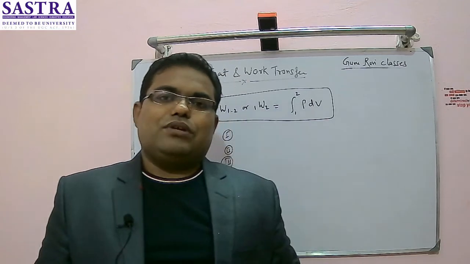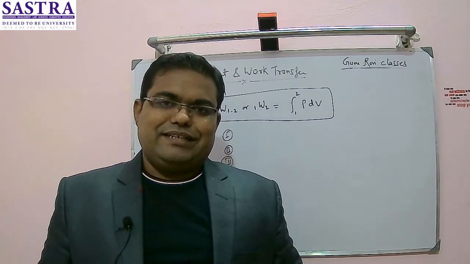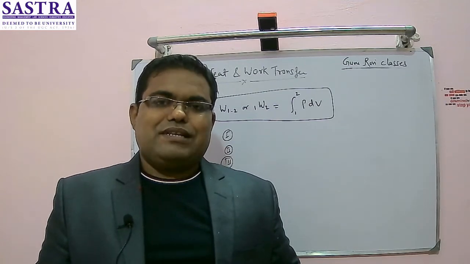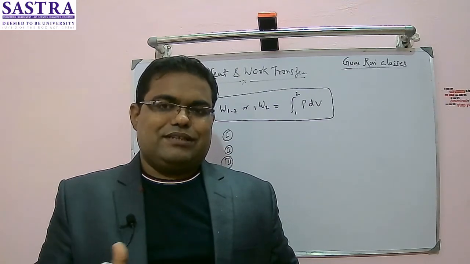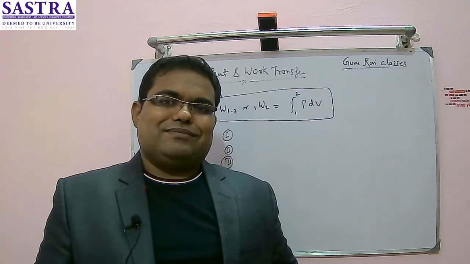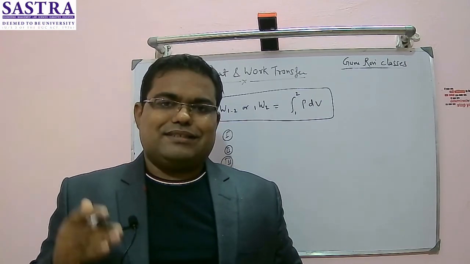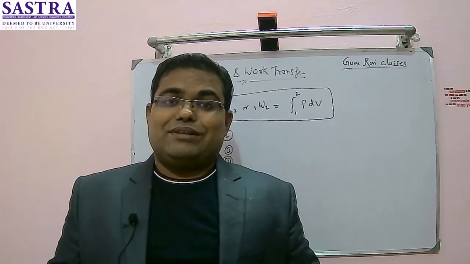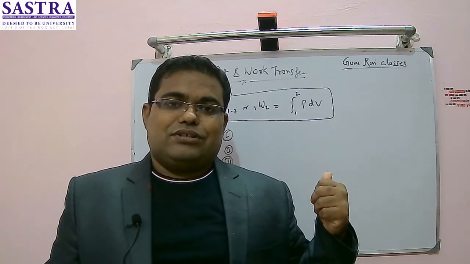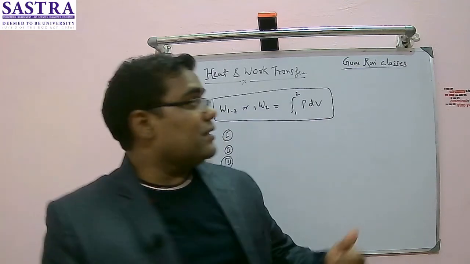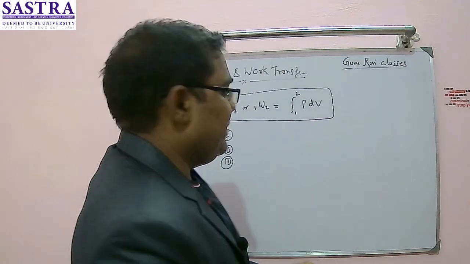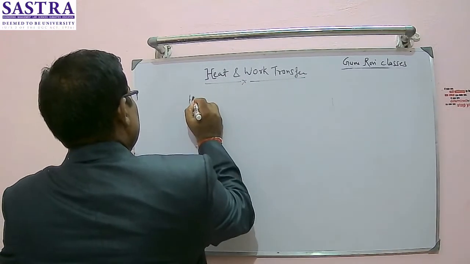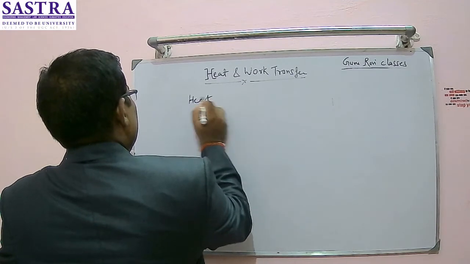The process should occur quasi-statically, right? It should not have abrupt changes. If changes are happening very slowly, each state passed through by the system is an equilibrium state. If that condition exists, we can find the PdV work, or else we cannot directly get the integration of it. So let's start our next topic. The next one is heat or heat transfer.